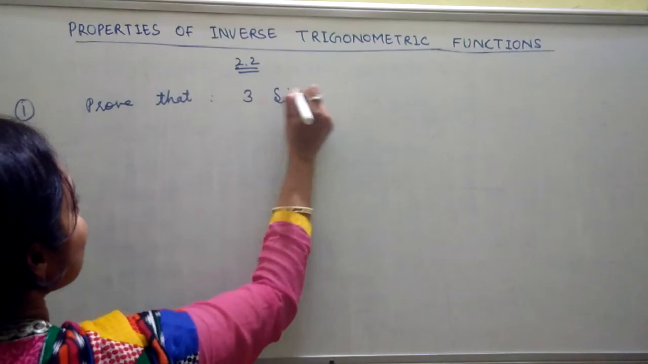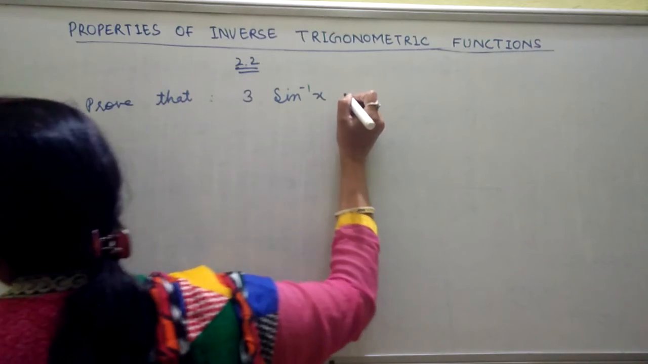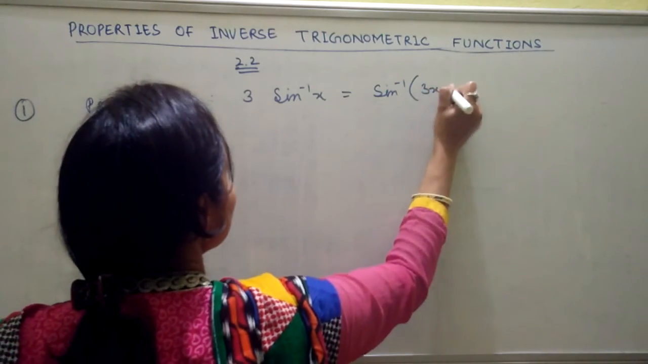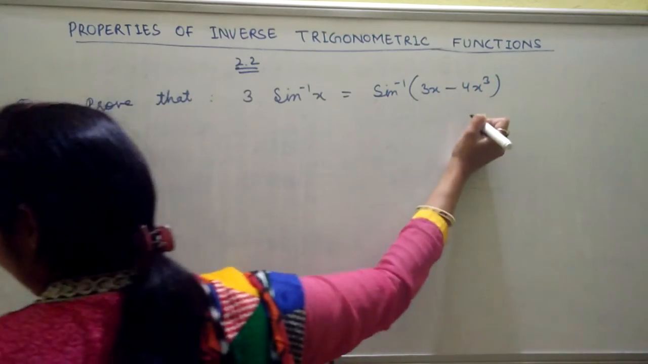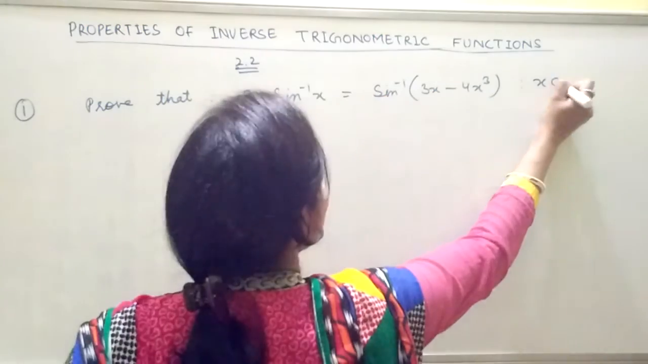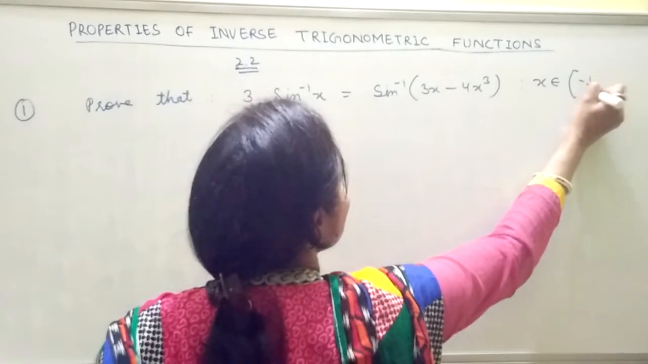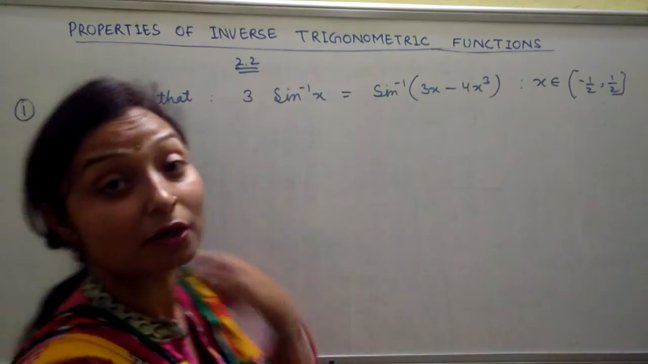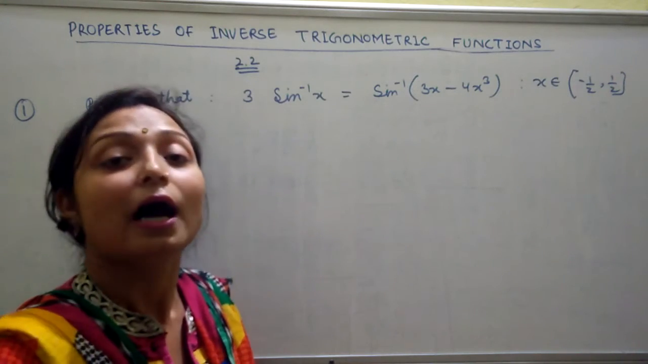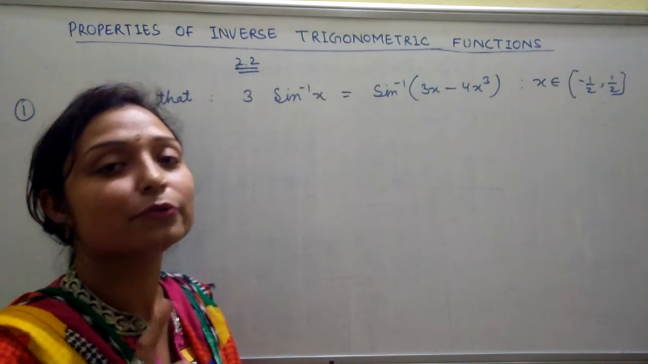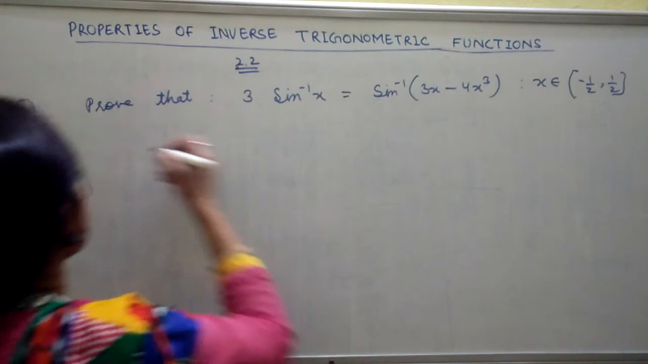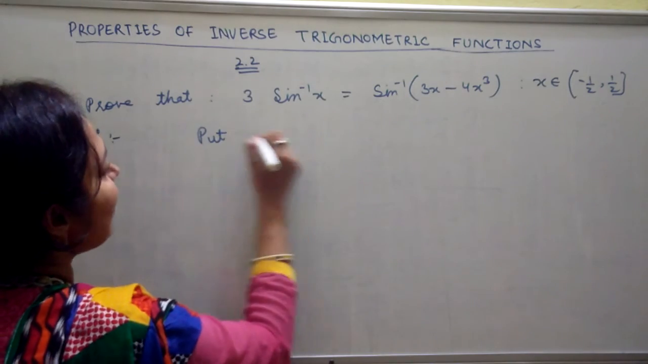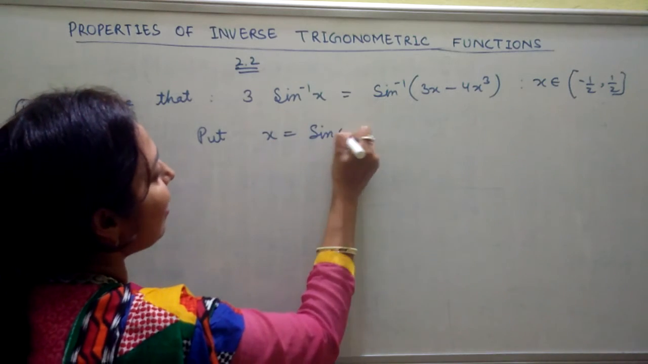3 sine inverse x is equal to sine inverse of 3x minus 4x cube. And the condition is also given, x belongs to minus 1 by 2 to 1 by 2. This is the question of your NCERT. How can we solve this question? Okay, I will substitute the value of x. Solution: put x equals sine theta.